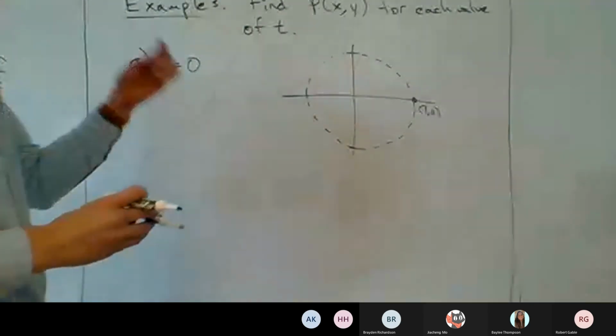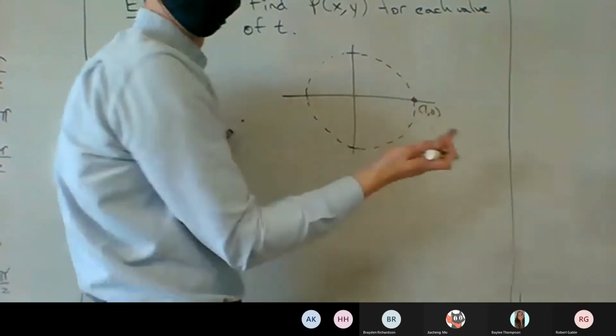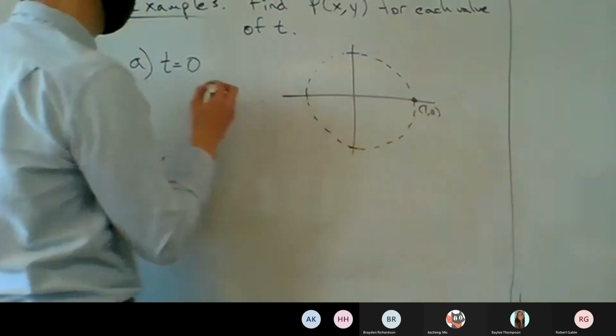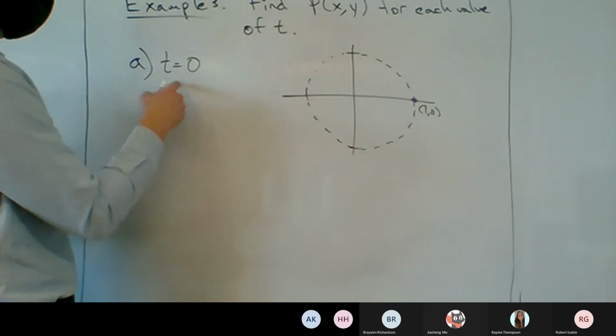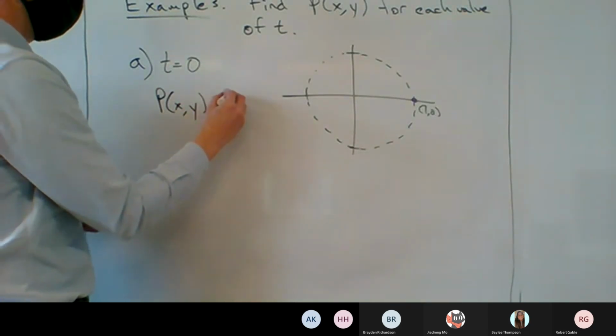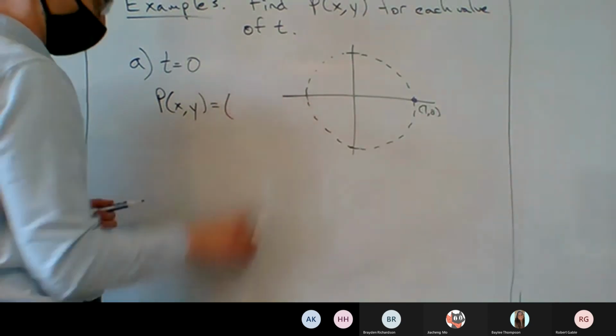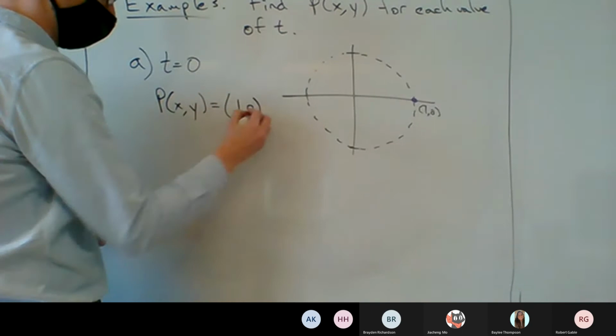All right, so if t is equal to 0, then the arc length is 0, right? It didn't go anywhere, so it stayed at that original point. So for t equals 0, P of xy is equal to (1, 0). It stayed right at that point, (1, 0).